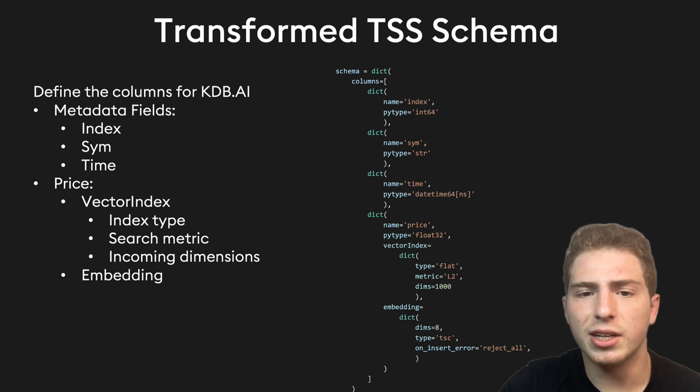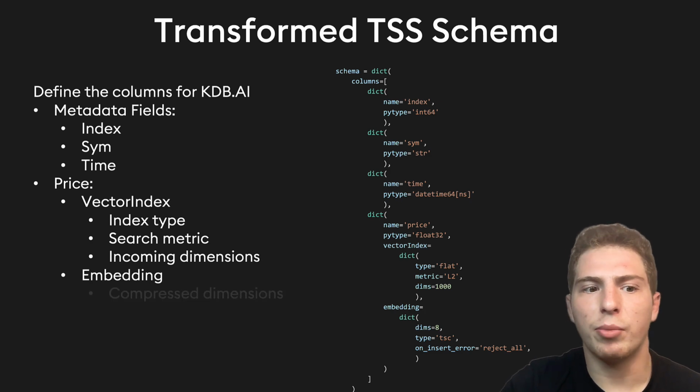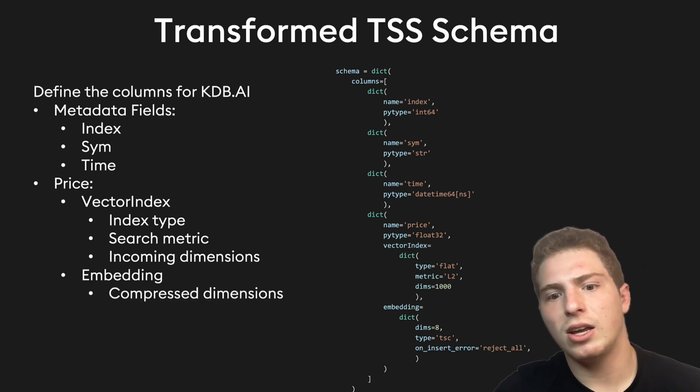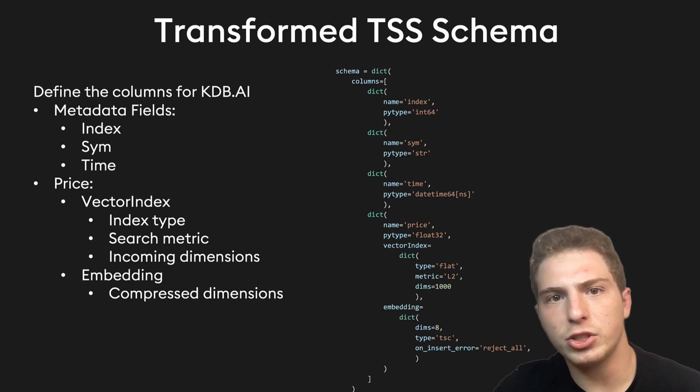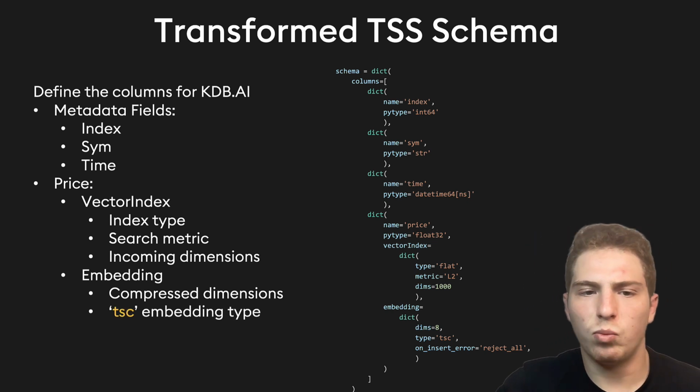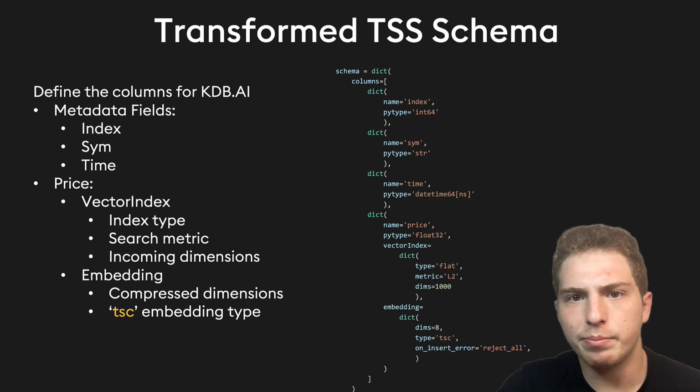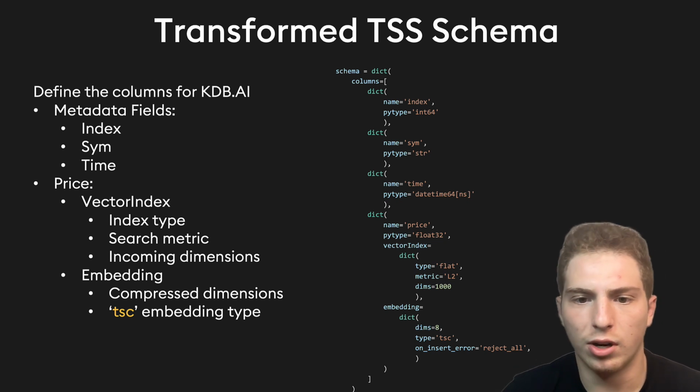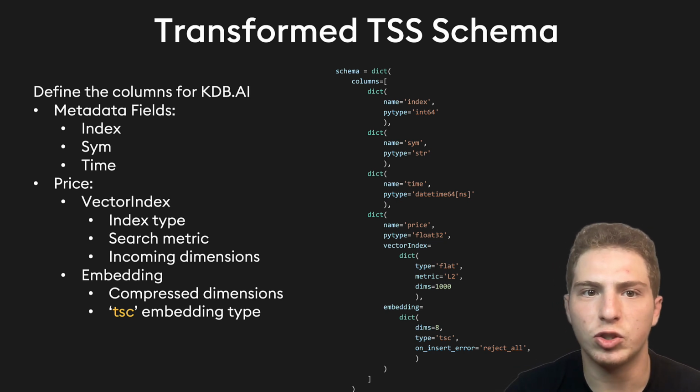Now, our embedding is going to dictate the size of our compressed data. So in this case, we have 8 compressed dimensions. So we're actually compressing our data quite a lot. And we specify TSC as the embedding type. So our database knows that this is a transform TSS index.